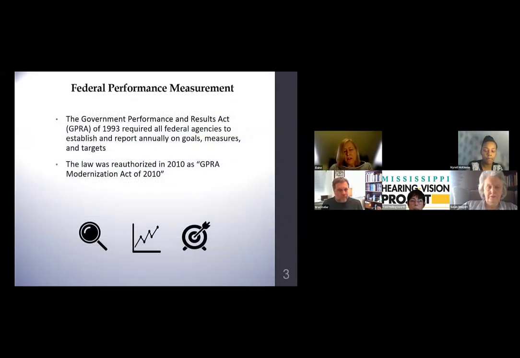So GPRA requires performance assessment of government programs for purposes of assessing agency performance and improvement. OMB, together with the federal agencies, determines how the programs will be assessed. And then Congress uses performance assessment data to justify program funding.